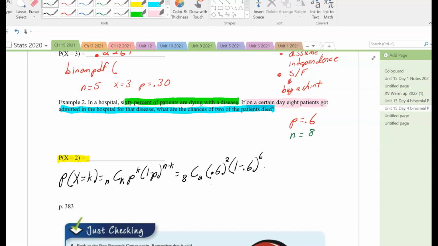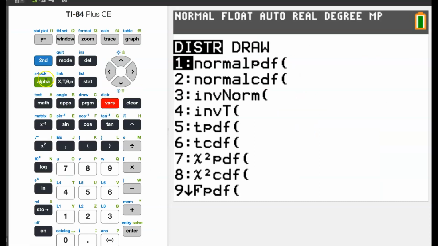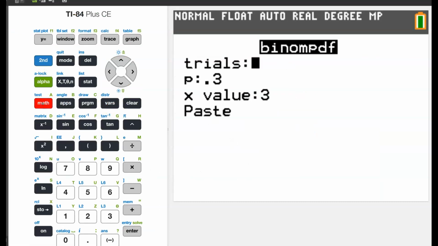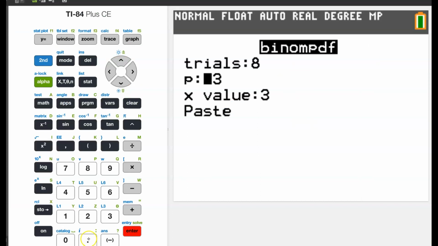This time I'll do it on the TI first. So I'm going to go second distribution. I'm going to go alpha A. You can scroll up or down to find Binomial Pdf. This time there were 8 trials. The probability of someone dying was 0.6, so the p is 0.6. And I wanted to know what's the probability that 2 people had passed away from this disease.